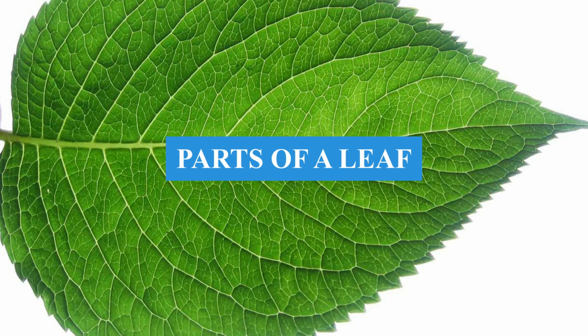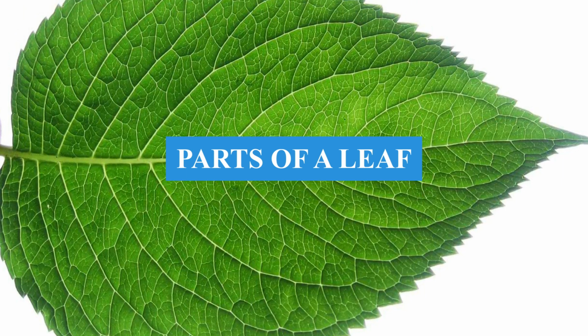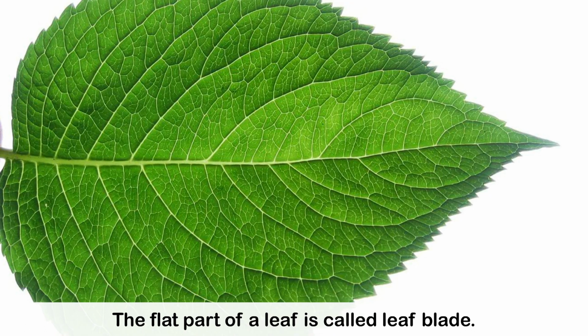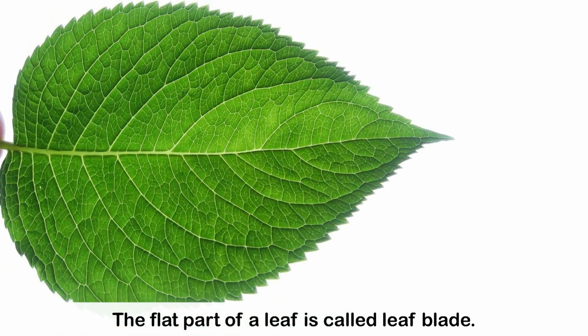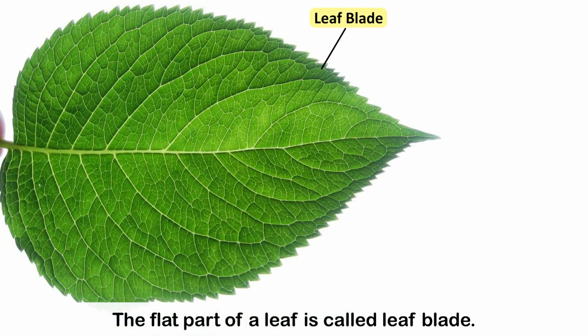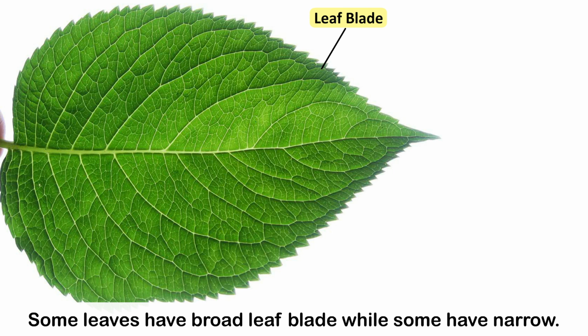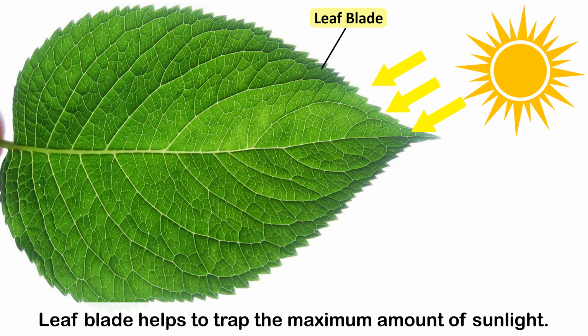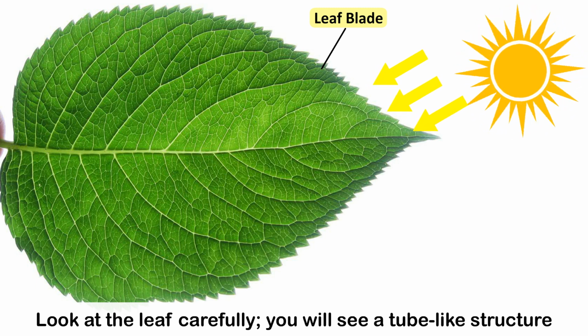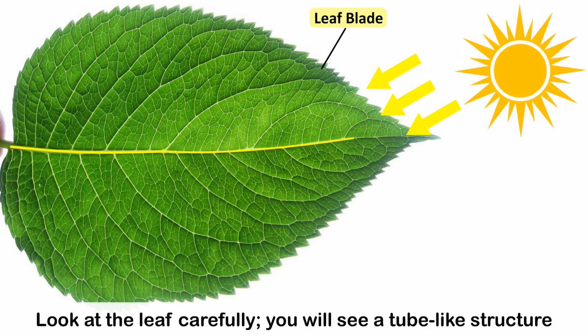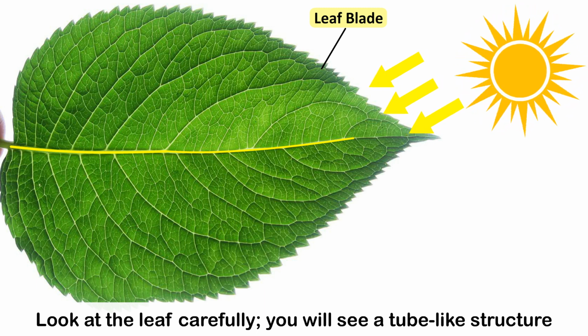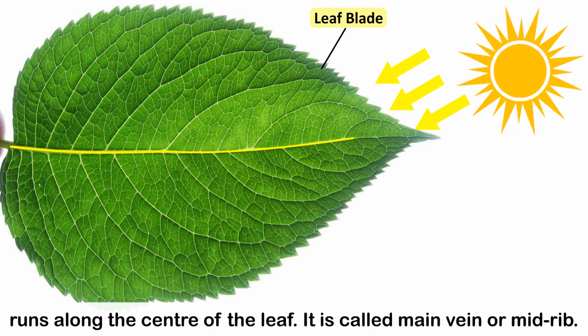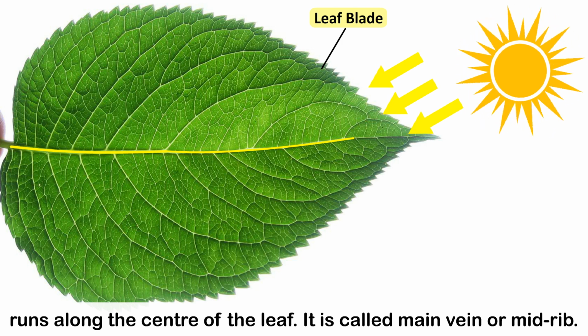Parts of a leaf. The flat part of a leaf is called leaf blade. Some leaves have broad leaf blade while some have narrow. Leaf blade helps to trap the maximum amount of sunlight. Look at the leaf carefully. You will see a tube-like structure runs along the center of the leaf. It is called main vein or midrib. Main vein branches off into side veins.